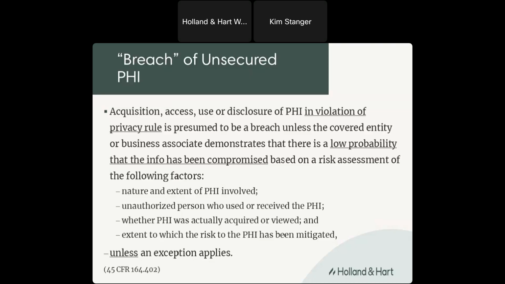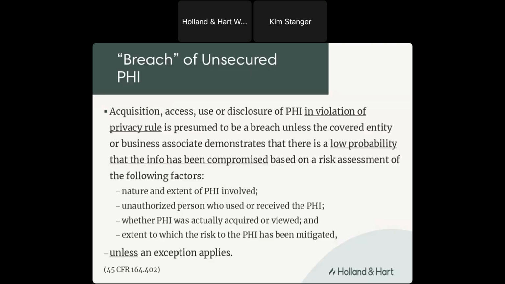The next one is whether the information was actually acquired or viewed. That's an important factor. Now, if you lose data on which protected health information is maintained, then presumably that's going to have been acquired or viewed, and therefore it's probably going to be reportable. The fourth factor is the extent to which the risk to the PHI has been mitigated. If you jump on it immediately and quash it before anybody really has a chance to look at it, you can factor that into determining whether or not there's a low probability the data is compromised, so whether or not you need to go ahead and make the disclosures.